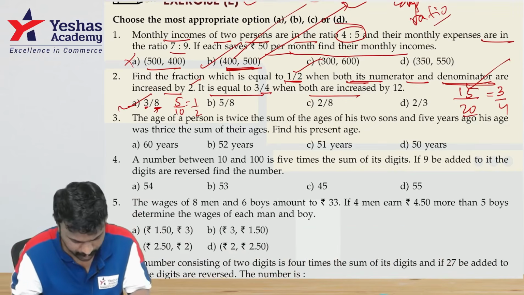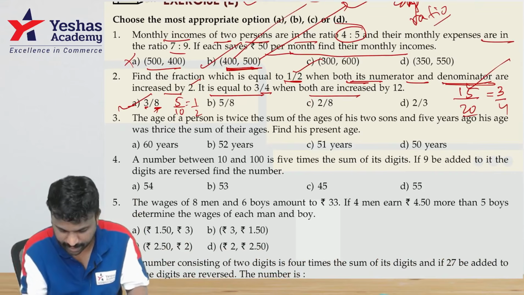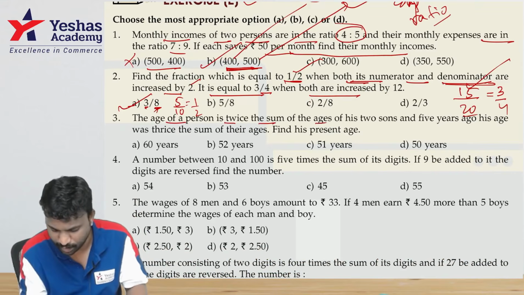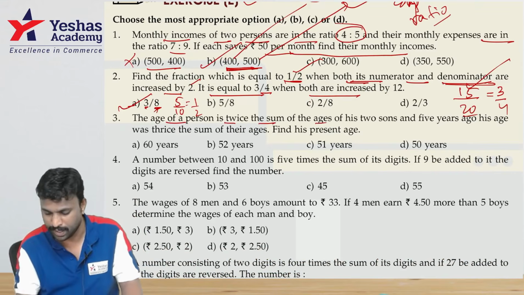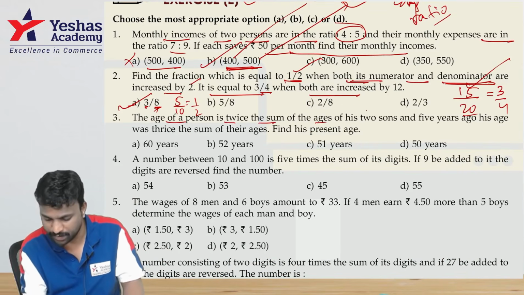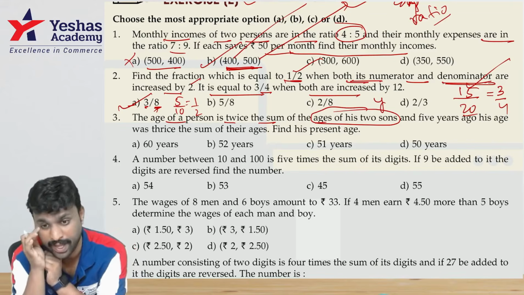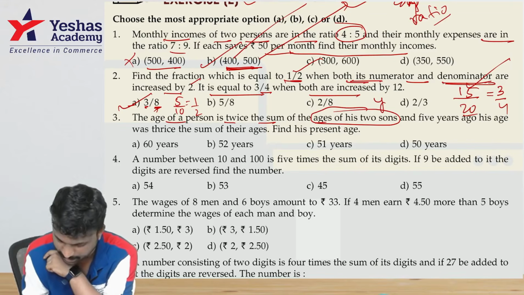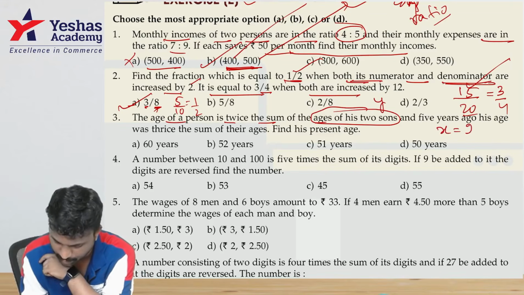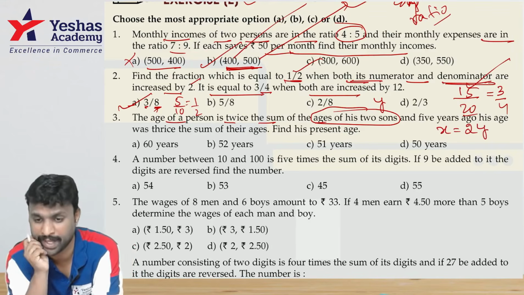Guys, moving on to the next question, that is question number 3. What is it? The age of a person is twice the sum of the ages of his two sons. Guys, they're talking about the sum of the ages of two sons. We'll take the sum of the ages of two sons as Y and the person's age as X. What are they given? Age of a person is 2 times the sum of the ages of his two sons. So I'll take the sum of the ages as Y.